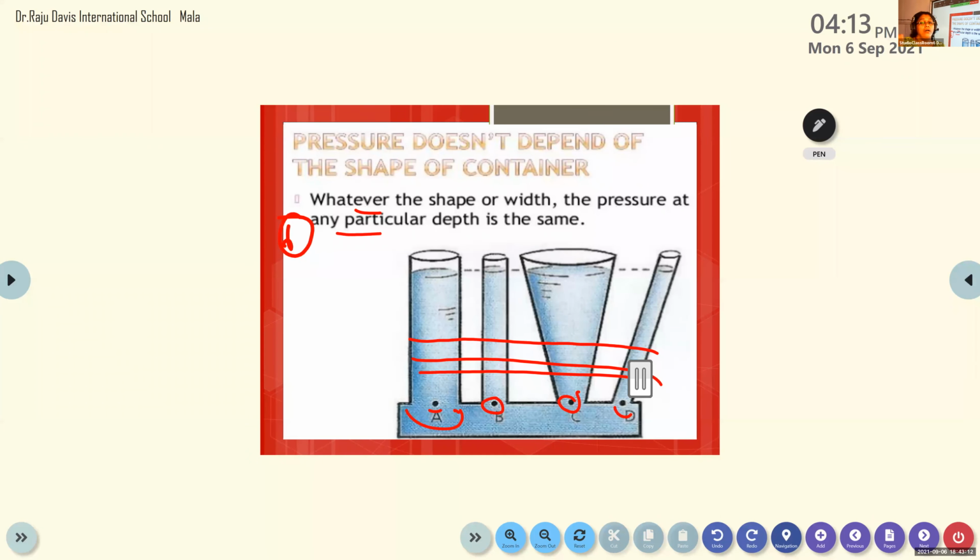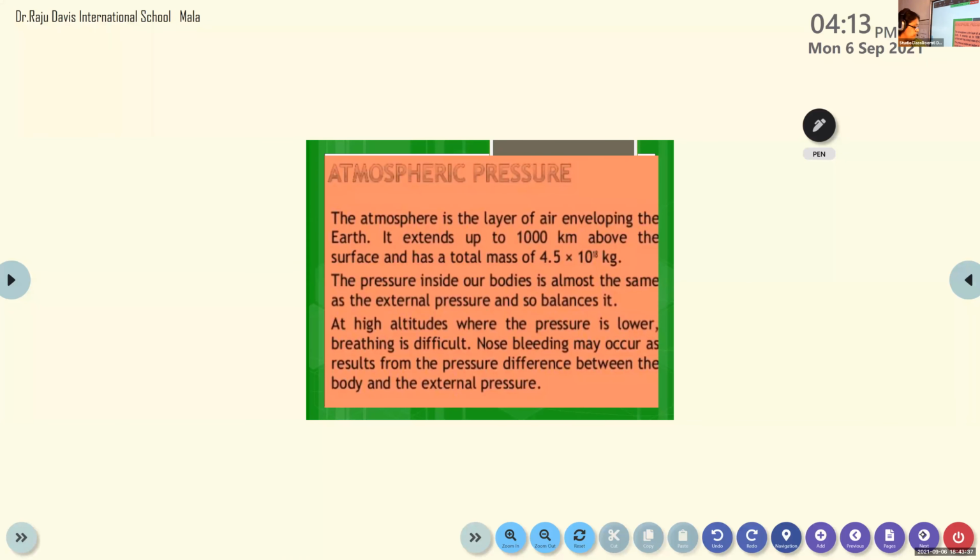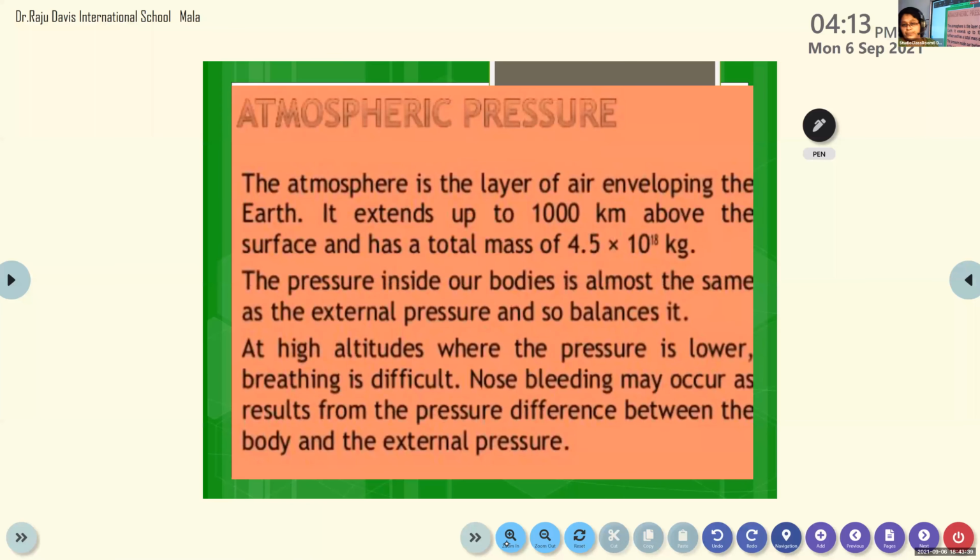The intermolecular force is very less compared to solid. Intermolecular force means the force of attraction between the particles in the water. In solid, the intermolecular force is more, while in liquids and gases it is very loose. So this is why pressure doesn't depend on the shape of the container. Okay, so we are now coming to the end of the chapter, atmospheric pressure.